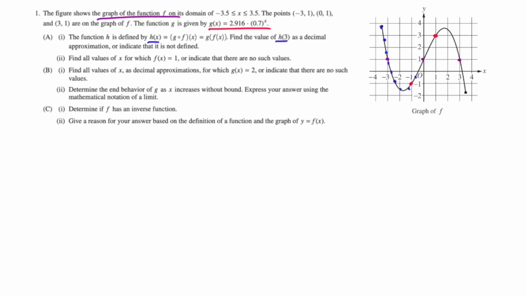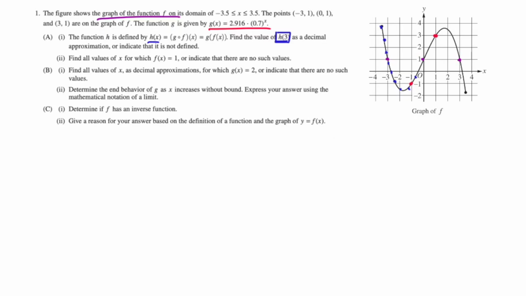Then it says find the value of h of 3 as a decimal approximation or indicate that it is not defined. So let's just cover this real quick. They say indicate that it is not defined, and that could just happen if you get some kind of error message on your graphing calculator, or if the value is outside of the domain or outside of what we see here. But h of 3 means we're plugging 3 in, that's the input for x, and we want to see what we get out.